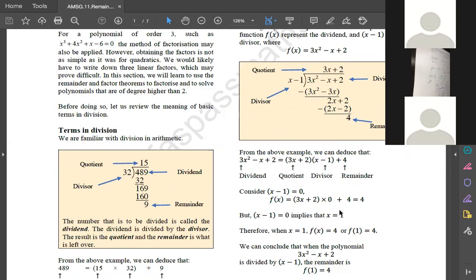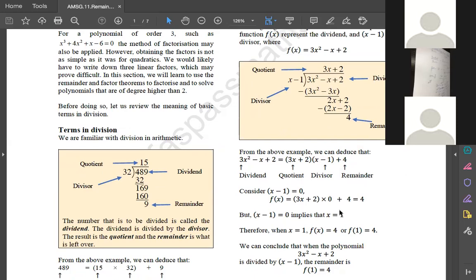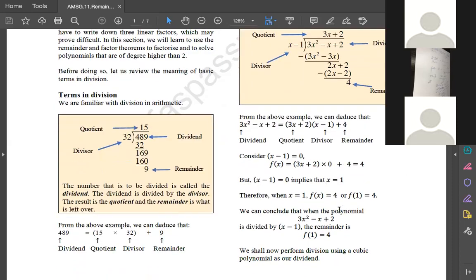But we know that when this factor or the divisor, x minus 1, is equal to 0, now we can tell that x is equal to 1. Now, when x is equal to 1, it means that the function f of x should give us the remainder.